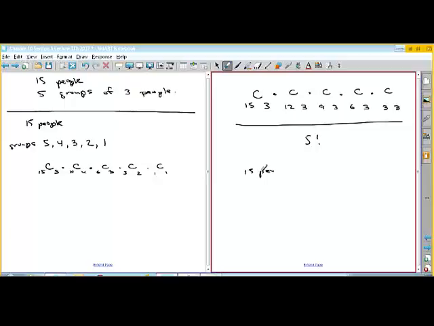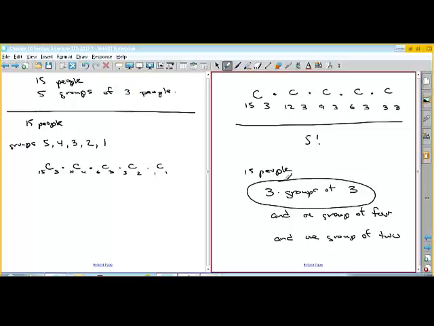So if you had, say, 15 people and you had 3 groups of 3, 1 group of 4 and 1 group of 2, so that's still 9 plus 4 plus 2, which is 15. So this is another way of grouping the people. You've got this group of 3 groups of 3.